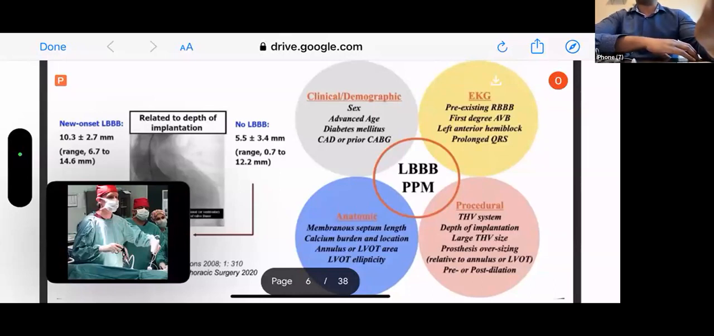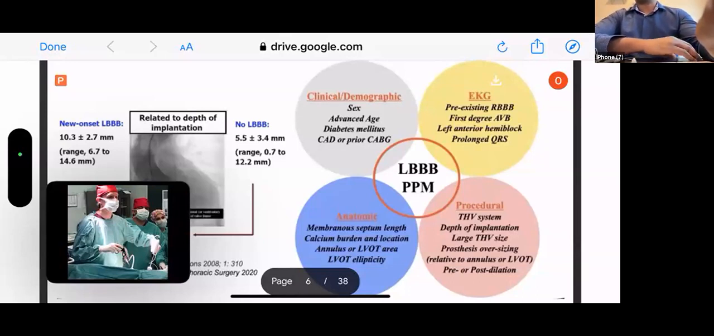And then the annulus or the LVOT area. So what we try to do is that when we size the valve, we want to make sure that the valve size is not bigger than the annulus or the LVOT area. And like I said, the LVOT ellipticity can also be a contributing factor to development of this conduction abnormality.